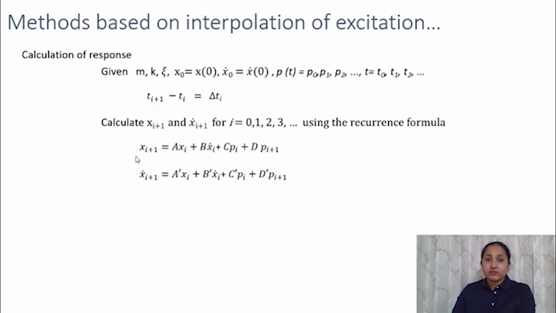So after finding out the value of the displacement and the velocity, we can find the value of acceleration by substituting these values in the equation of motion. So at the I+1 time instant, the equation of motion is given by this. So all other terms other than this acceleration term are known to us. So substituting all those, we can calculate the value of the acceleration. Similarly, we can find the value of the responses at other values of I.